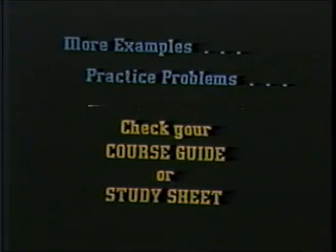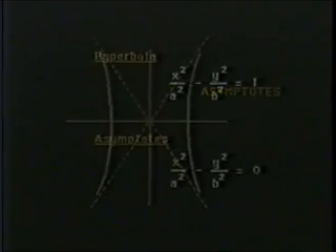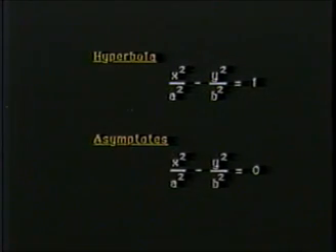One final idea before you go. There are two very special straight lines which are related to a hyperbola in the way that you see here. They are called asymptotes. The equation for the asymptotes is exactly the same as the equation for the hyperbola, except for one thing. Change the 1 to a 0, and you've got it.